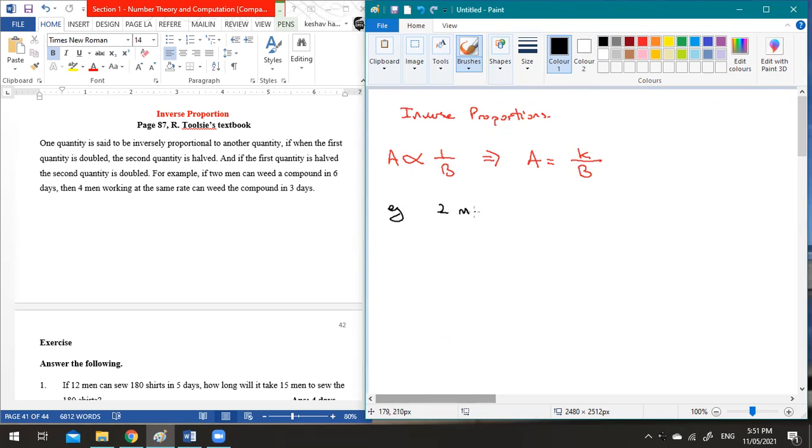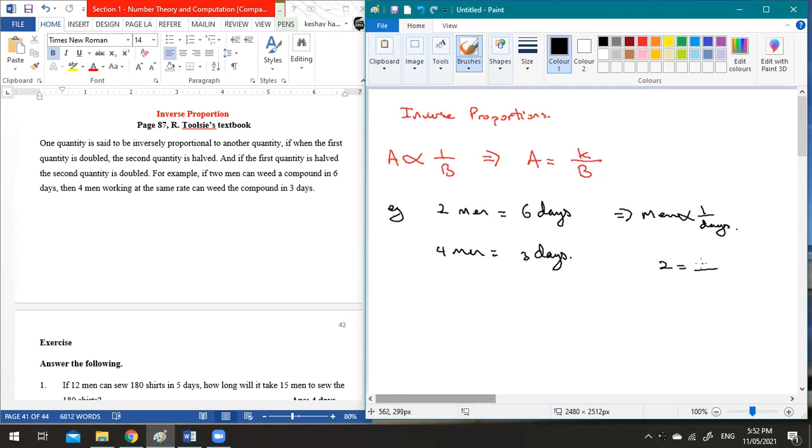Now, they give an example. Two men read a compound in 6 days. So two men take 6 days. Then four men working at the same rate will take 3 days. Why? Because it's inversely proportional. You see, the number of men is inversely proportional to the number of days.